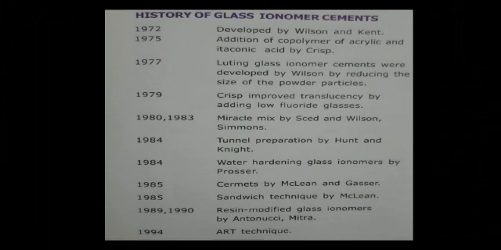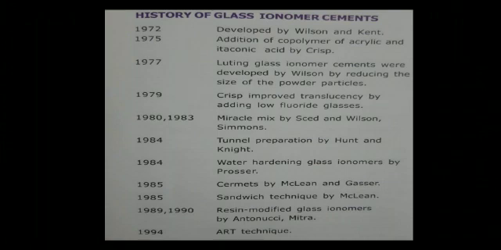The tunnel preparation was introduced by Hunt and Knight in 1984. The tunnel preparation means a technique of preparing a cavity in a carious posterior tooth by gaining access to the carious lesion on the proximal surface from an access cavity created on the occlusal surface without involving the marginal ridge.